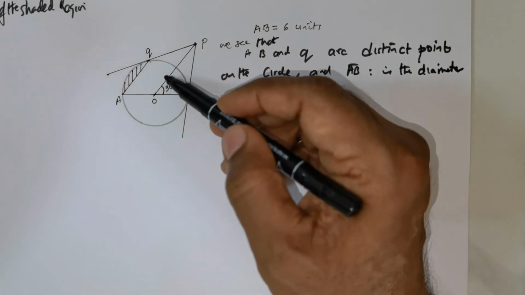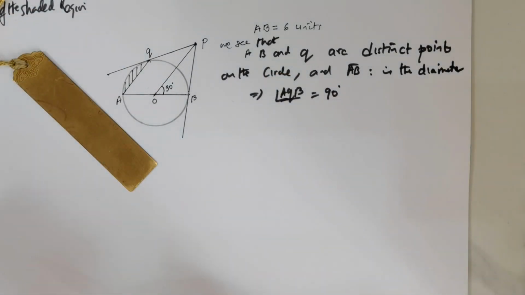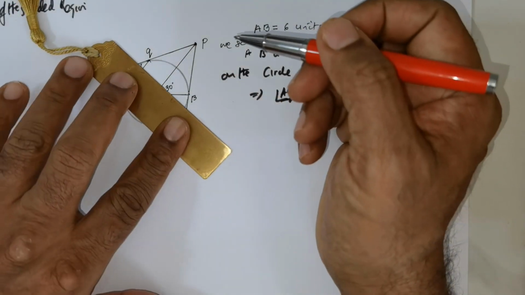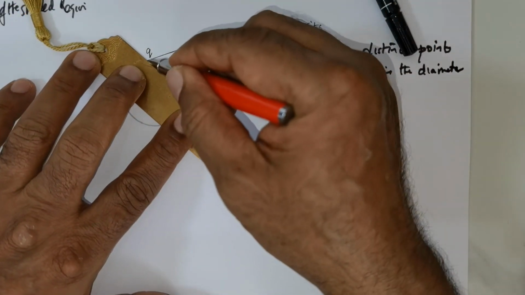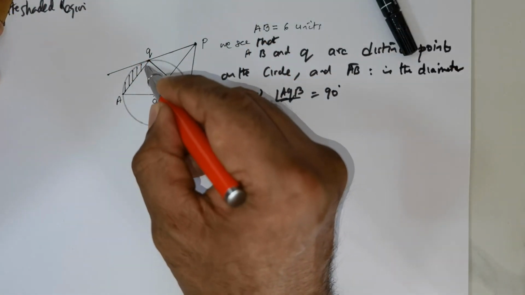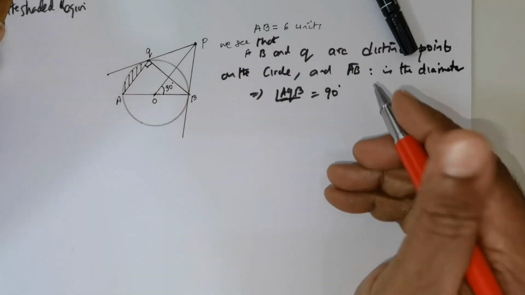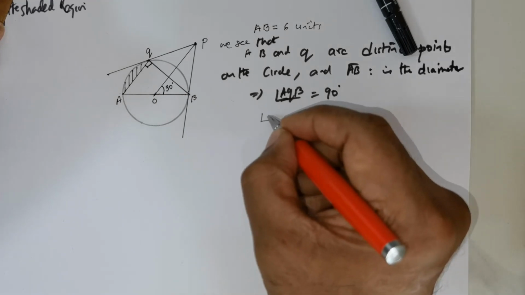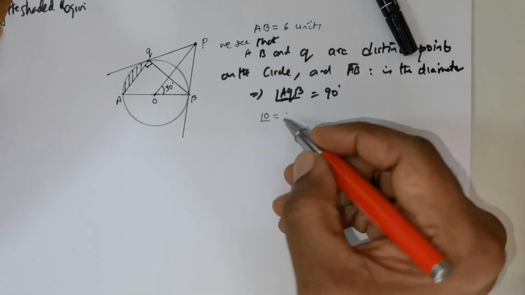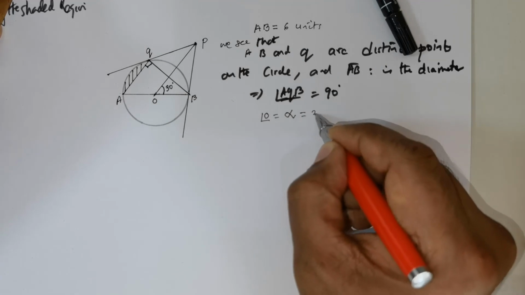So, AQB will have a 90 degree there. As I mentioned to you, that is from circle theorem. So let me draw that. So this angle is 90. Okay, fair enough. Now this is given, angle O is given to be 30 degrees. Now let me take that angle O to be some alpha. I know this alpha is 30 degrees.